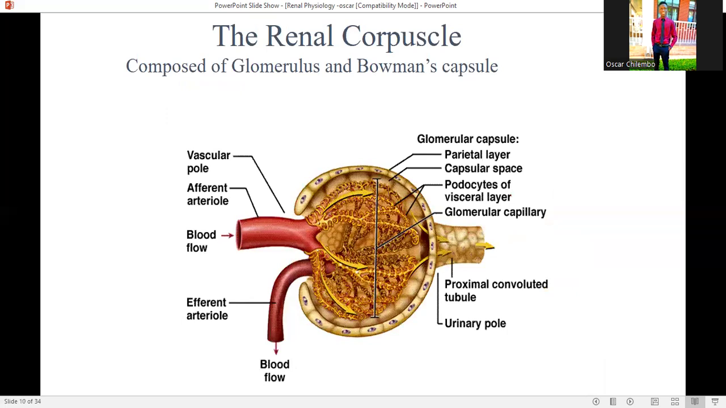So in the next video, I'm going to teach you about the glomerulus, the juxtaglomerular apparatus and everything that you're supposed to know there. Until then, see you then.